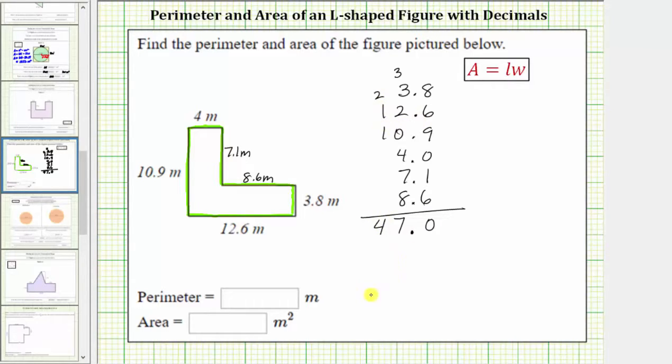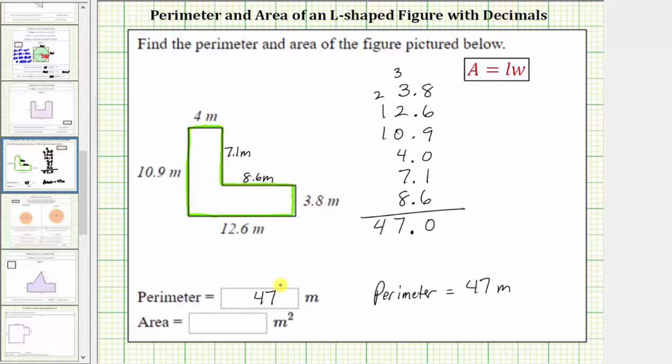So now we know the perimeter equals 47, or 47.0 meters. Because the units are already given, we enter 47. And now we need to determine the area.